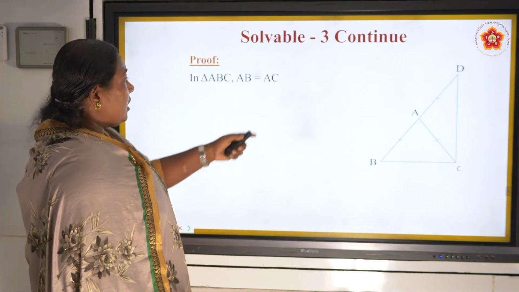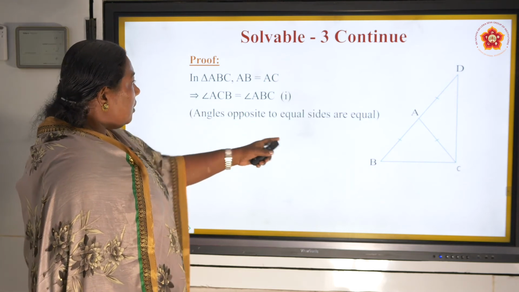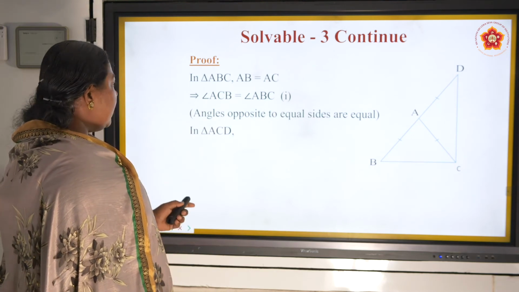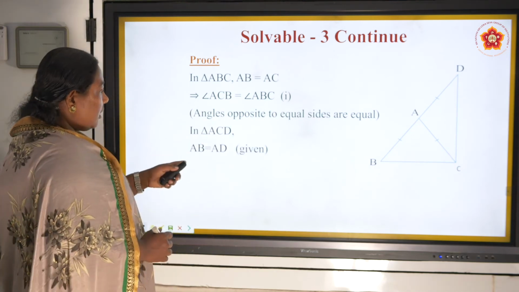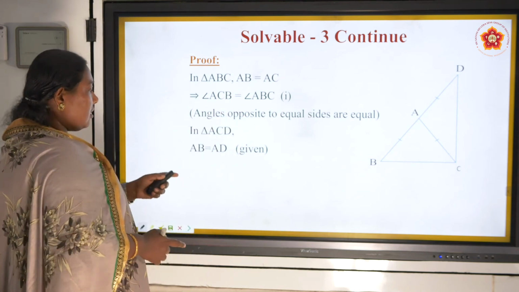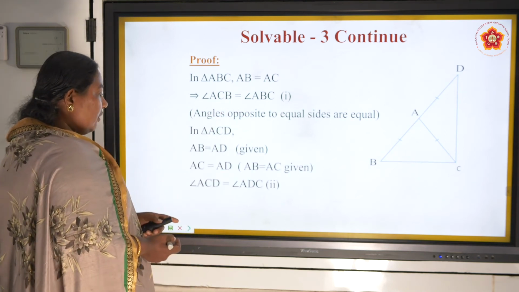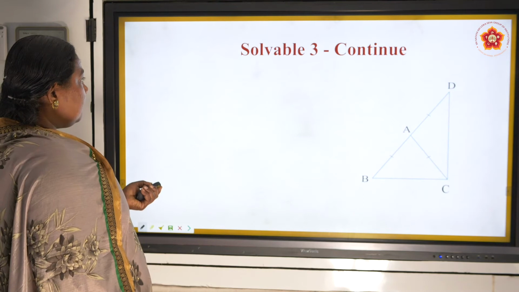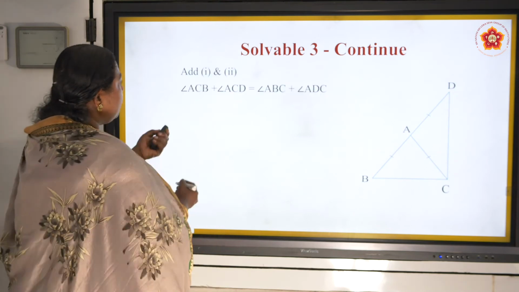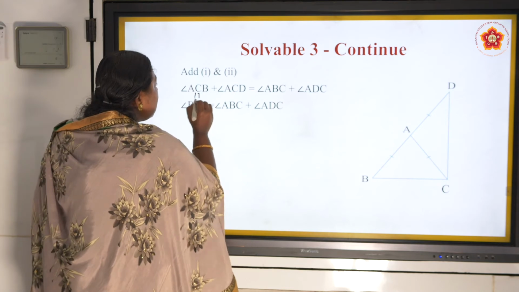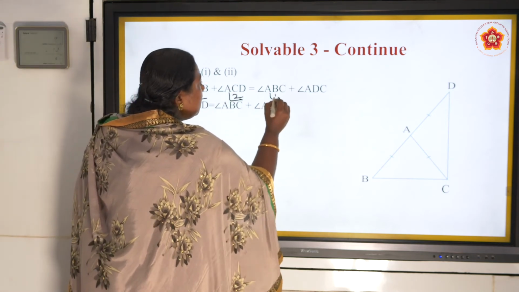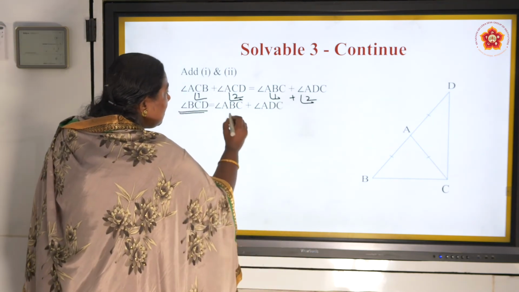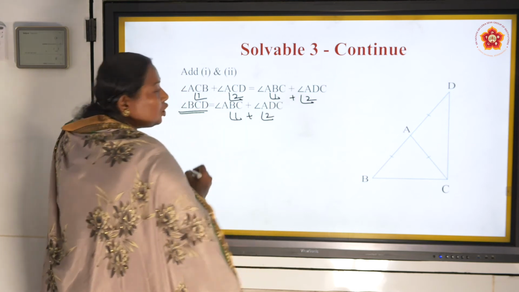In triangle ABC, AB is equal to AC. So angle ACB is equal to angle ABC, that is the first. Next, in triangle ACD, AB is equal to AD, so AD is equal to AC. That is already what we know. So on the basis of that, our 1 and 2 are the same thing. See, we took this as 1, we took this as 2. So now angle BCD becomes angle 1 plus angle 2.